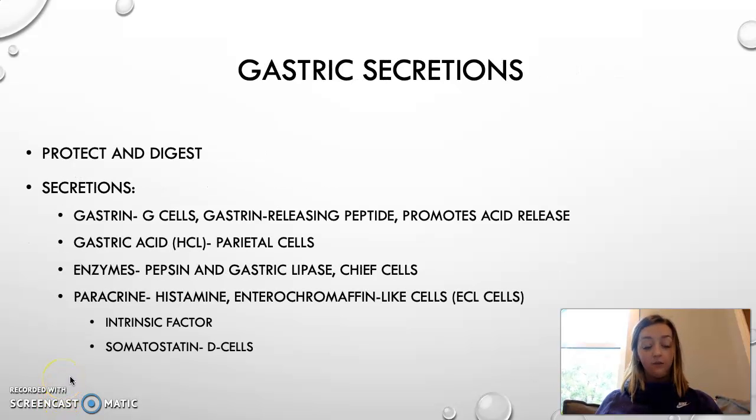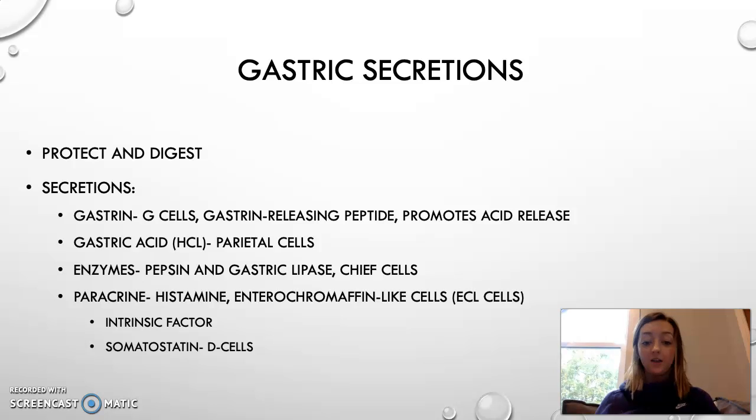So the lumen of the stomach is lined with a mucus-producing epithelium, which then has openings from gastric pits. And inside the gastric pits are gastric glands. And different cells within these glands produce various gastric secretions. So now we're going to talk about all the different gastric secretions.